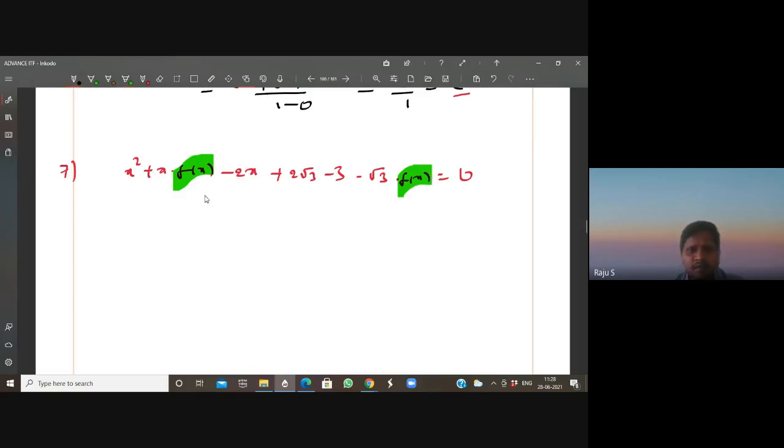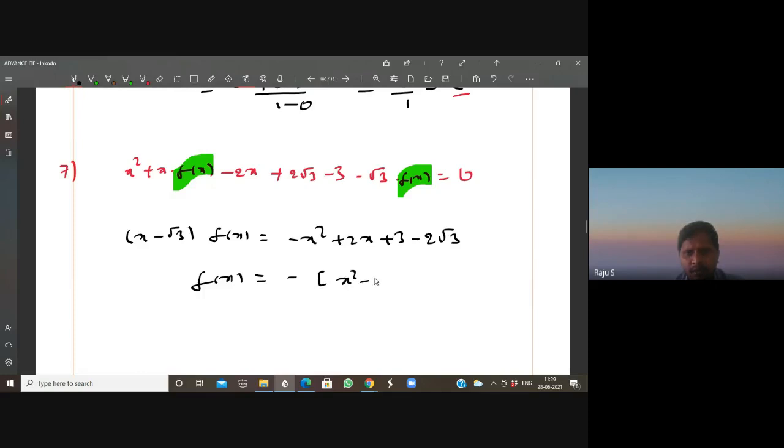Right. Now f of x terms alone you can keep on the left side, so that is x minus root 3 into f of x. Take all the values to the right side: minus x square plus 2x plus 3 minus 2 root 3. But we required only f of x value. Further take minus common: x square minus 2x minus 3 plus 2 root 3, all divided by x minus root 3. I want to take minus common: root 3 minus x. Am I right?